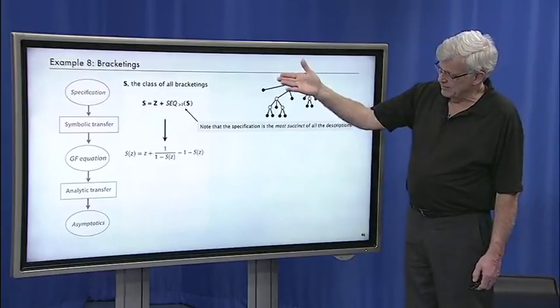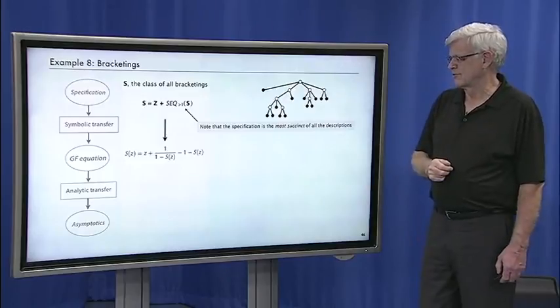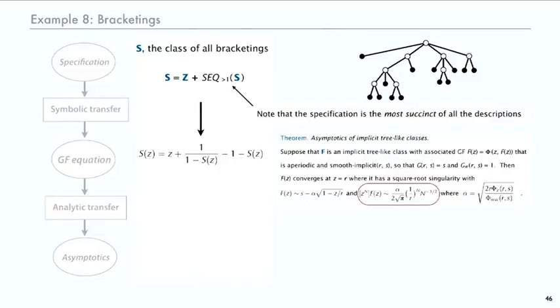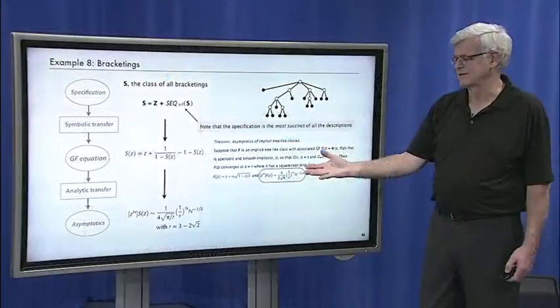So as usual, that translates immediately to the generating function equation. We have to subtract off the size 0 and the size 1. And we could go ahead and solve for that and so forth, but the implicit tree-like classes says you don't really have to solve for that. What you have is your function expressed as a function of z and itself. That's all you need to see. And then as soon as you see that, you can get the coefficient asymptotics.